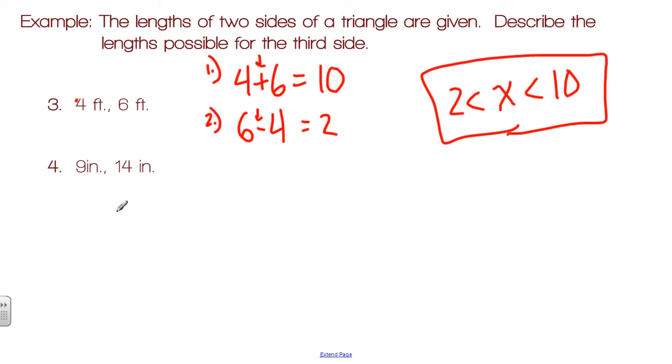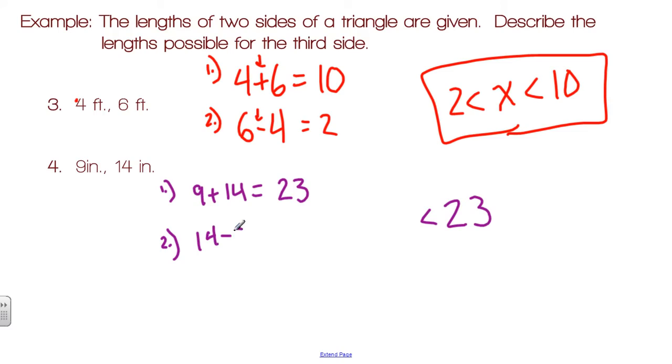All right, let's look at number 4. We've got a 9 and a 14. So step 1, we're going to add them together. What's 9 and 14? 23. So that's our upper bound. That's the longest that it can be. And for our smallest, we want to subtract the two. Always take the bigger minus the smaller. What's 14 take away 9?